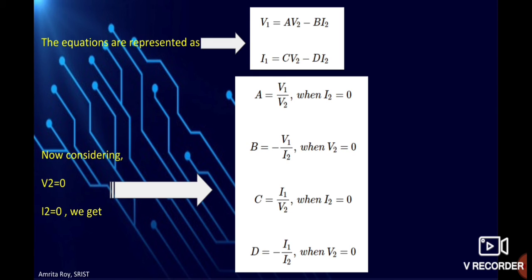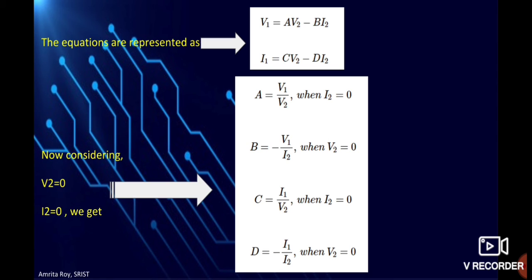So the first equation we can write as V1 equals A V2 minus B I2. And the second equation we can write as I1 equals C into V2 minus D into I2. Now considering V2 equals 0 and I2 equals 0. Now as I have mentioned already, the independent variables are V2 and I2. So we must substitute once in each equation, in each case V2 equals 0 and I2 equals 0.